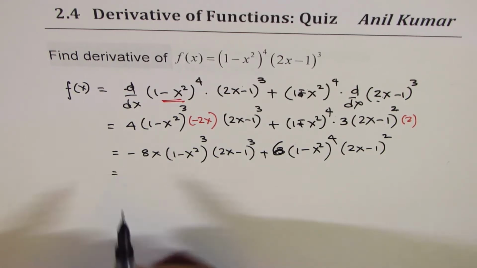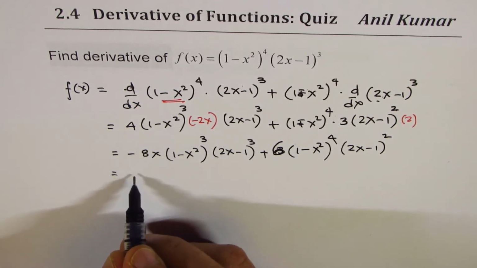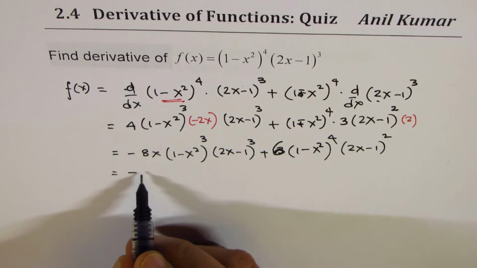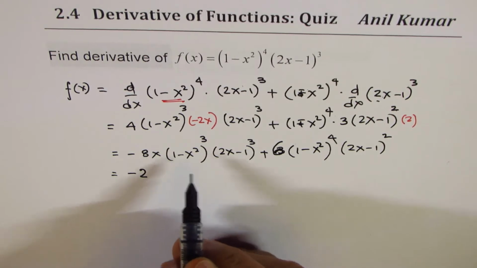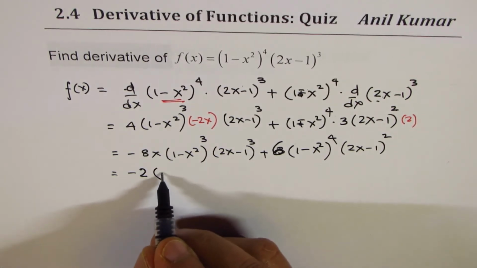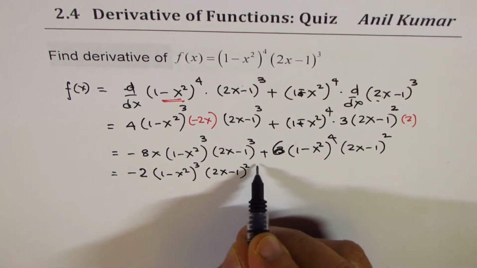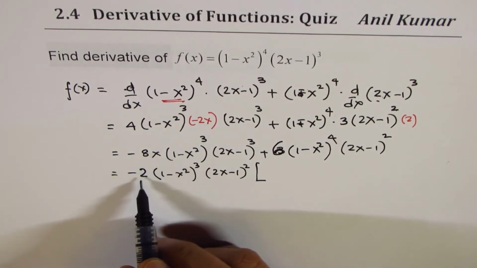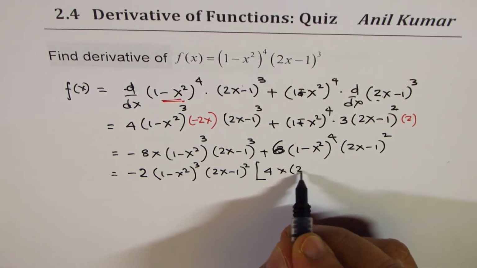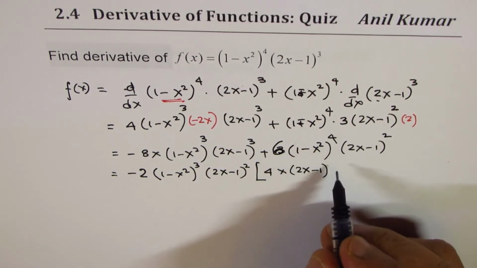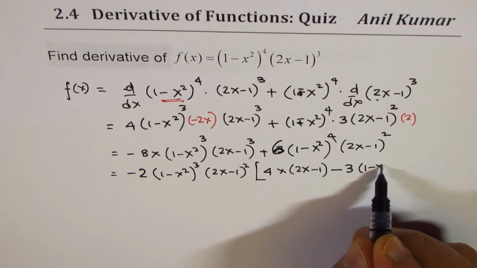Now at times you could simplify this. Between 8 and 6, we have 2 as a common factor. So we could take plus or minus. Let me take minus 2 as a common factor. Now we don't have any x, so we'll just keep it. As far as the powers are concerned, 1 minus x squared cube is common and 2x minus 1 square is common, correct? So we're left with 8 divided by 2 as 4, x, and amongst these powers we have 2x minus 1. Here we are left with negative, positive divided by negative, 3 times 1 minus x squared, correct?